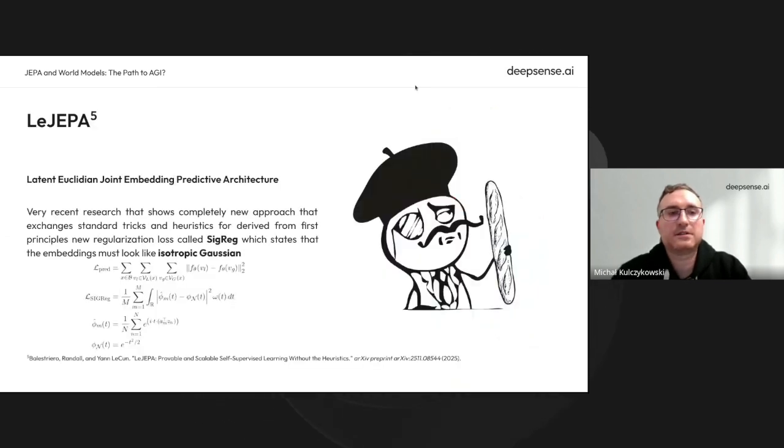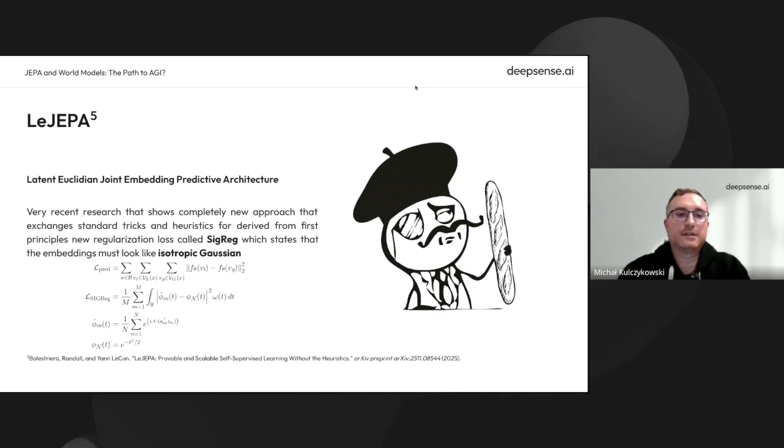And the last implementation is called LeJEPA. So LeJEPA is a very mathematical approach and tries to deal with the tricks and heuristics that I used up to this point. So all the exponential moving averages, predictors, and stop gradients are replaced with one SIGReg regularization that tries to force the embedding to look like an isotropic Gaussian. So basically like a sphere in multiple dimensions.